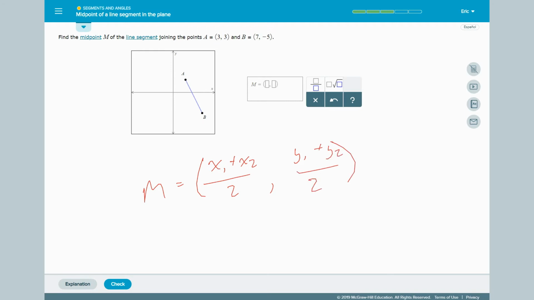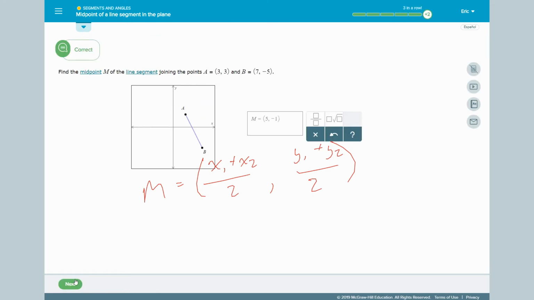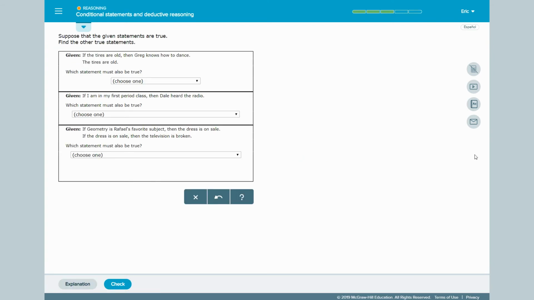So in this particular case, I would just do 3 plus 7, which is 10, divided by 2. That's 5. 3 plus negative 5, which is 3 minus 5, is negative 2. Divided by 2 is negative 1. Which looks about right. 5 would be out here. Negative 1 would be right there. That looks about to be my midpoint. So I'm confident in my answer. And that's it for a topic like this.